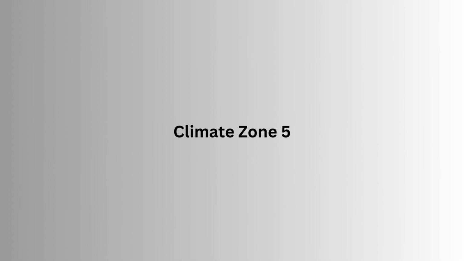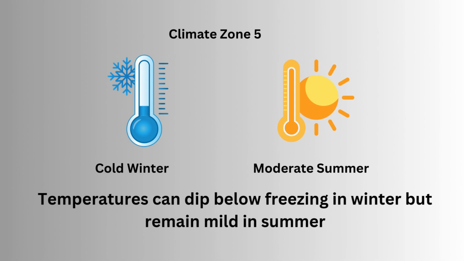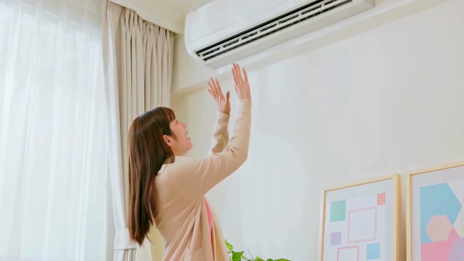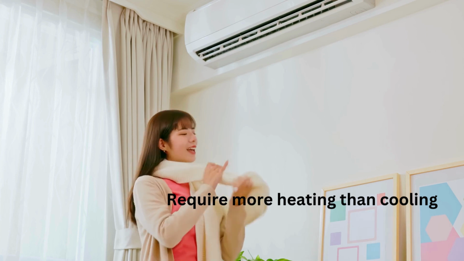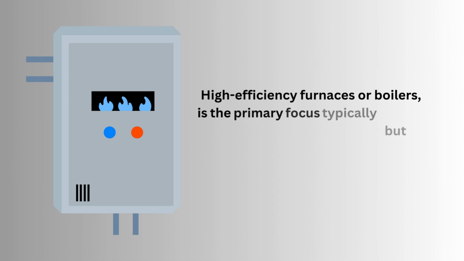Climate Zone 5 has cold winters with moderate summers. Temperatures can dip below freezing in winter, but remain mild during the summer. States include Washington, Illinois, and northern parts of the Midwest. Homes in this zone require more heating than cooling, as winters are cold, but summers are generally fairly mild.